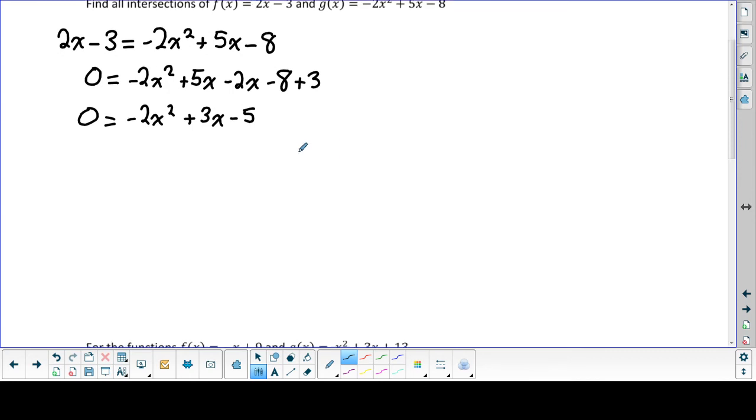Okay, so we want to solve this. Maybe we could factor that. That looks harder, though. I think we're going to want to try to do the quadratic formula. But before we do the quadratic formula, let's check the discriminant. Okay, so let's write down discriminant.